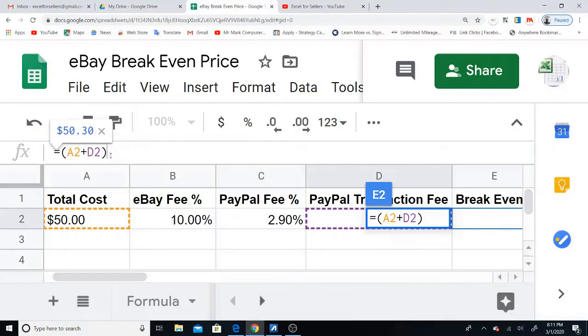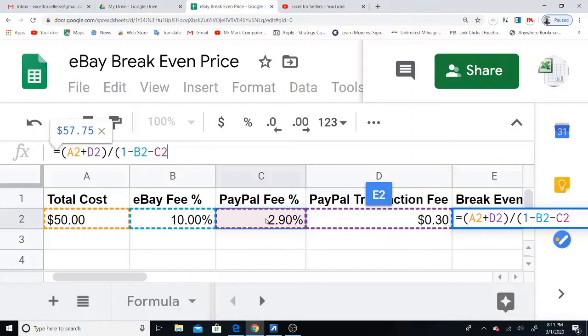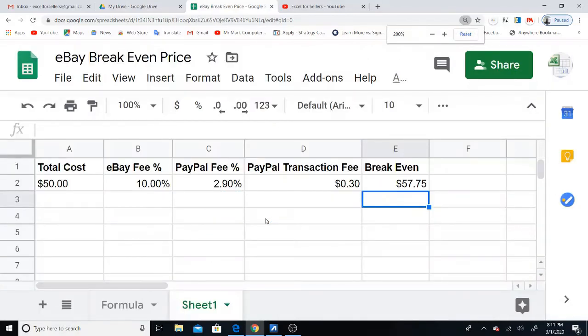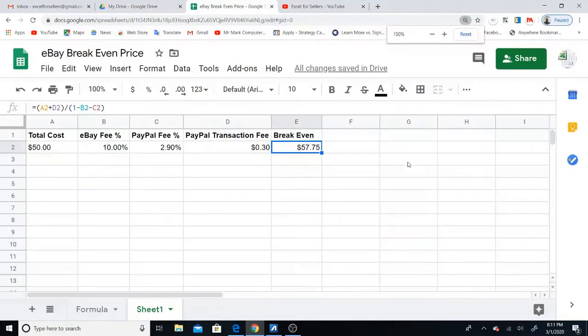divided by, and in Excel, a division sign is a slash, open parentheses, 1 minus the eBay fee percentage, which is B2, 10%, minus the PayPal fee percentage, which is 2.9%, and then close parentheses, and I'll hit enter. Now I'm going to zoom back out so it's not so close. As you can see, it calculates my break even based on this total cost to be $57.75.